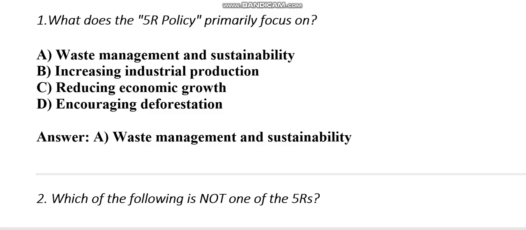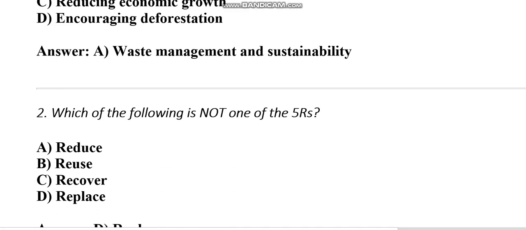नमस्कार विद्यार्थी मित्रांनो, EESमध्ये पहिल्या युनिटमध्ये 5R पॉलिसी हा एक नवीन टॉपिक ॲड केलेला आहे. त्याचे काही आपण इम्पॉर्टंट MCQ आता बघणार आहोत. First question is, what does the 5R policy primarily focus on? It focuses on waste management and sustainability.